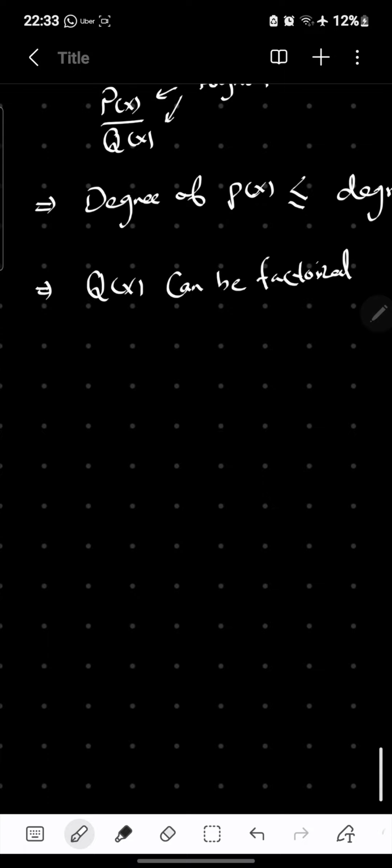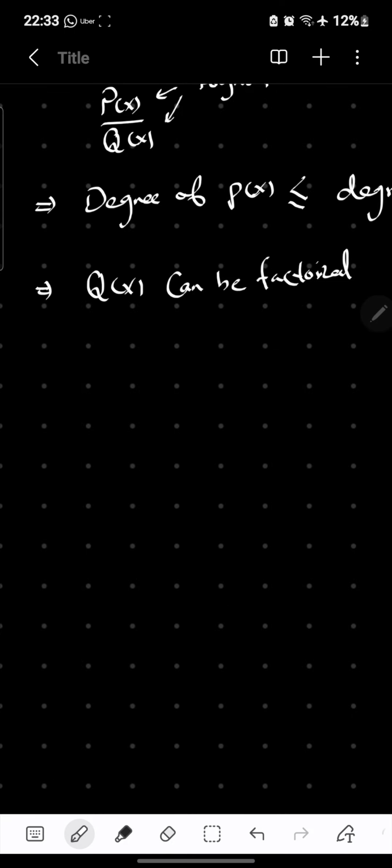Okay, so we have two conditions. First condition: the degree of the numerator is less than or equal to the degree of the denominator. Second condition: the polynomial in the denominator can be factorized.